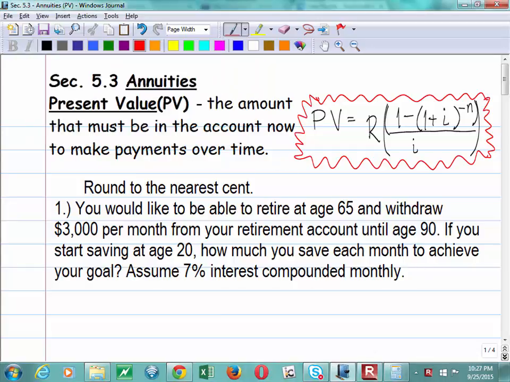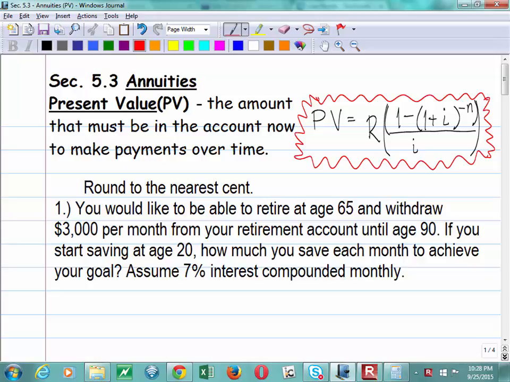Alright, this video is for section 5.3, which is still about annuities. Same thing that we talked about already in 5.2, but now we're going to be talking about present value. So this would be, say for example, maybe like a retirement account. You want to know how much do you need to have in your retirement account when you retire so that you'll be able to make withdrawals every month for a certain period of time.